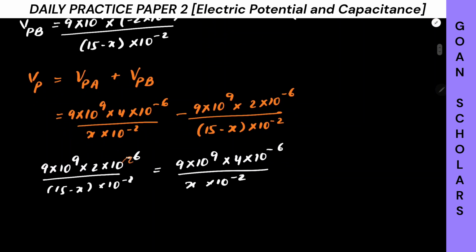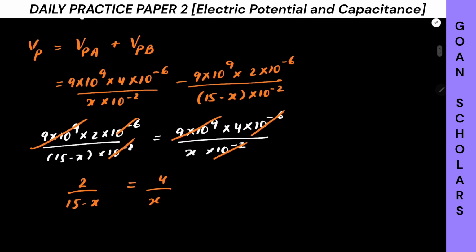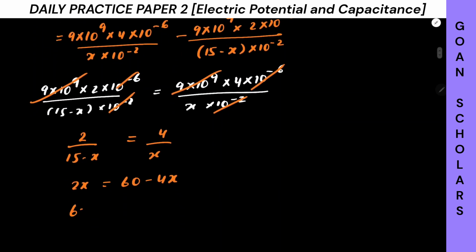Next, what we have to do? We have to cancel out the common terms. So 10 to the power minus 6, 10 to the power minus 6, 9 into 10 to the power 9, 9 into 10 to the power 9, and 10 to the power minus 2 with 10 to the power minus 2. You are left with 2 upon 15 minus x, and here you are left with 4 upon x. When you cross multiply, it will give you 2x equals 15 fours are 60 minus 4x. Now taking 4x on the other side, it will be 6x equals 60, or x equals 10 centimeter. That's our correct answer.